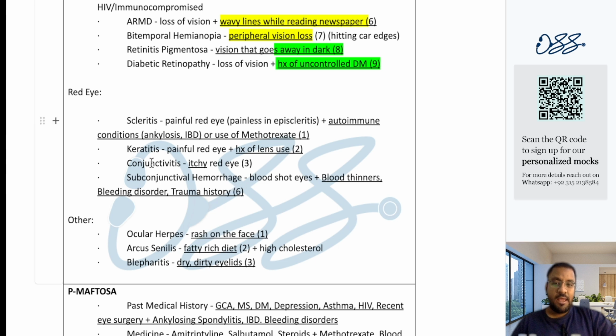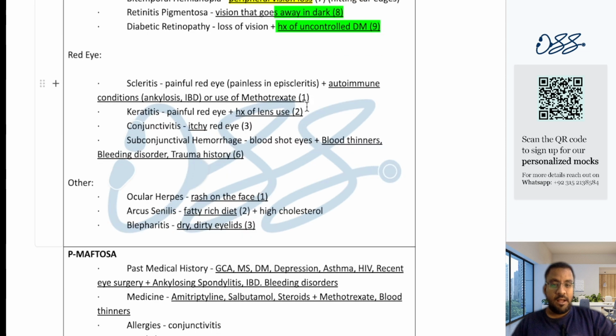The differentials of red eye, number one, is scleritis. The red eye in case of scleritis would be a painful red eye. You need to make sure of that, and there would be a history of some autoimmune conditions like ankylosing spondylitis, IBD, or use of methotrexate. So make sure that you are asking these questions directly to rule out the possibility of scleritis in a patient with painful red eye.